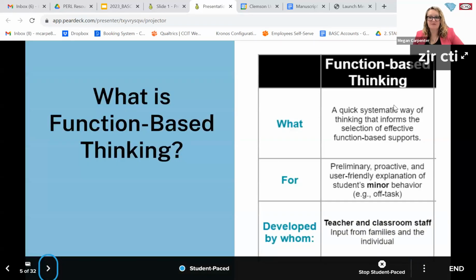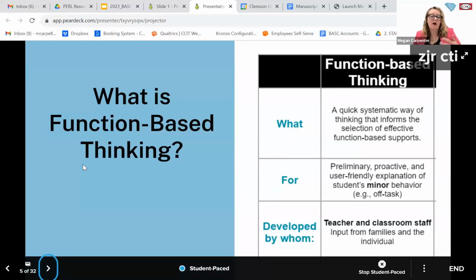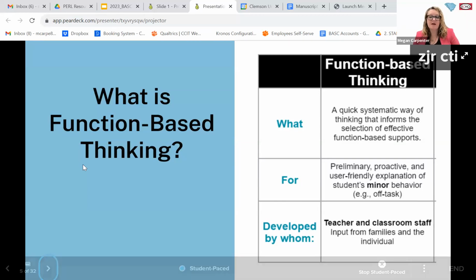So first, just a review of what is function-based thinking. If you weren't able to attend one of our previous trainings on function-based thinking, there is an asynchronous module that we have set up so you can have all this background knowledge on function-based thinking. But for today's purposes, I'm just going to go through a real quick overview. It's basically a quick, systematic way of thinking that informs our selection of function-based supports.